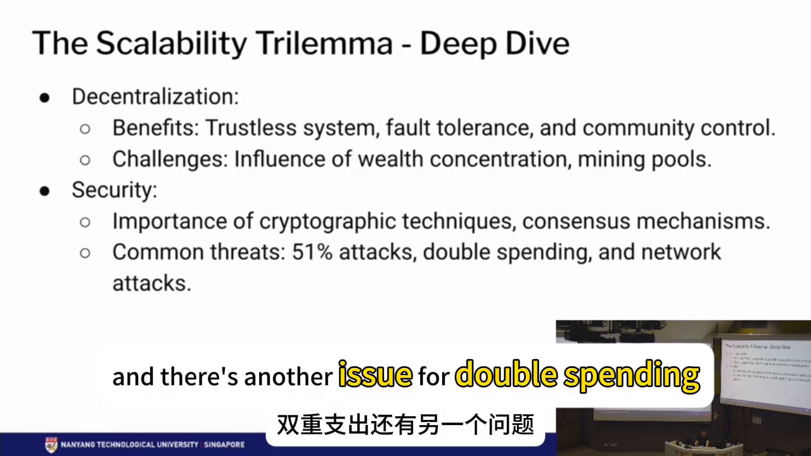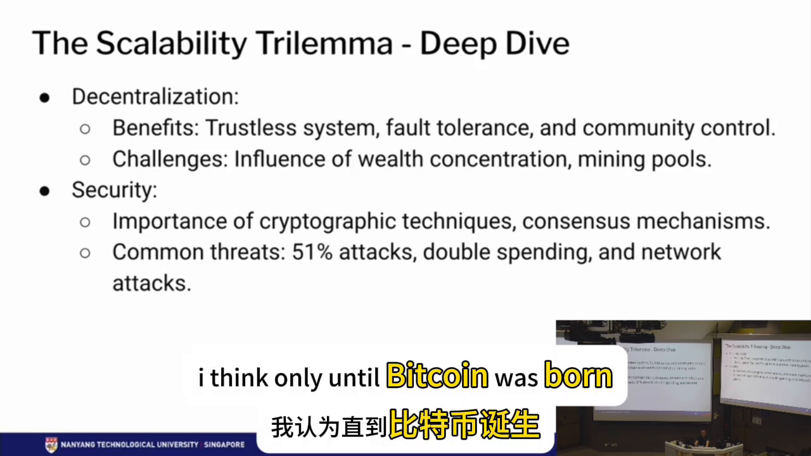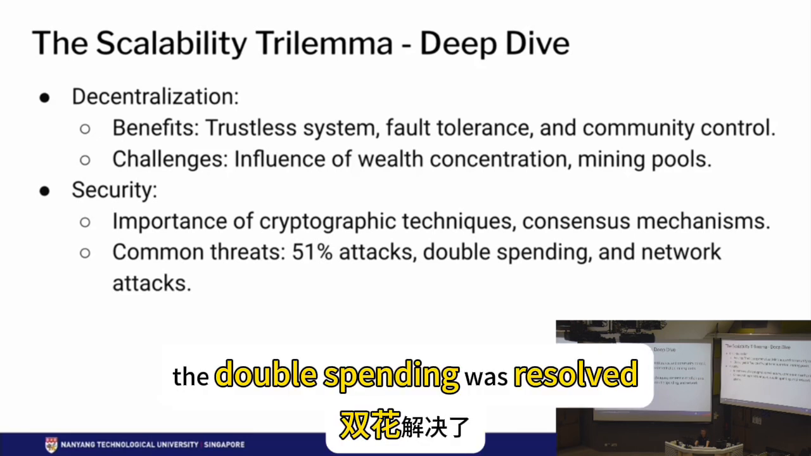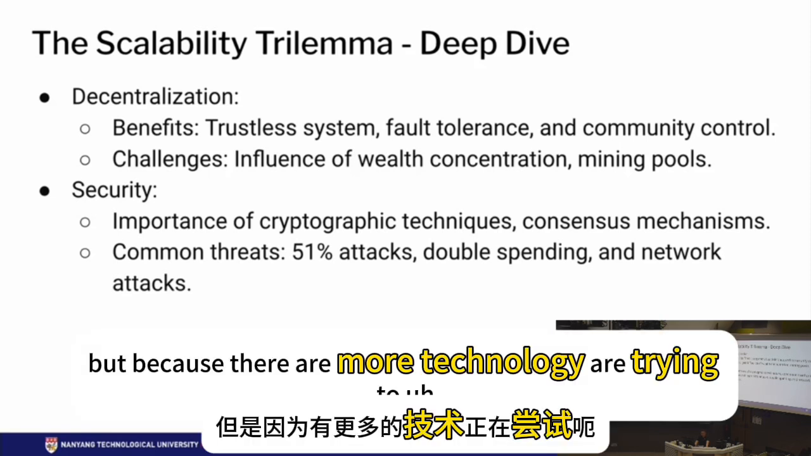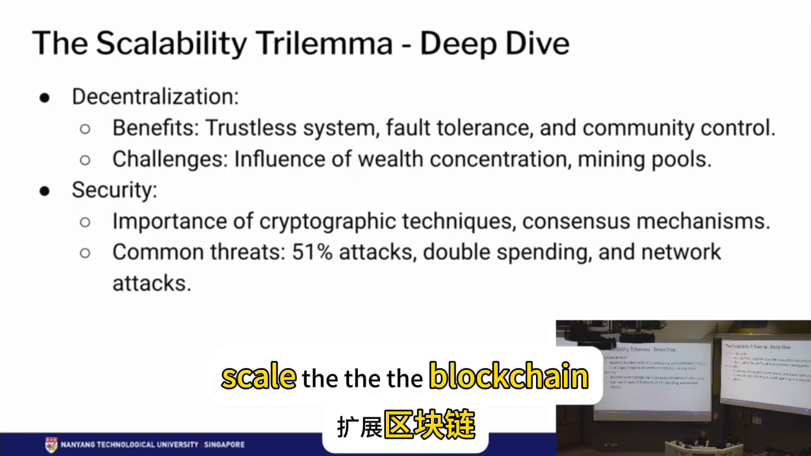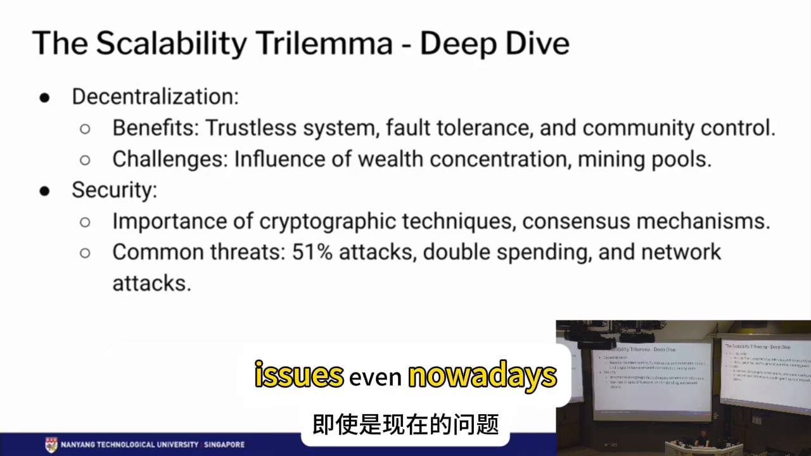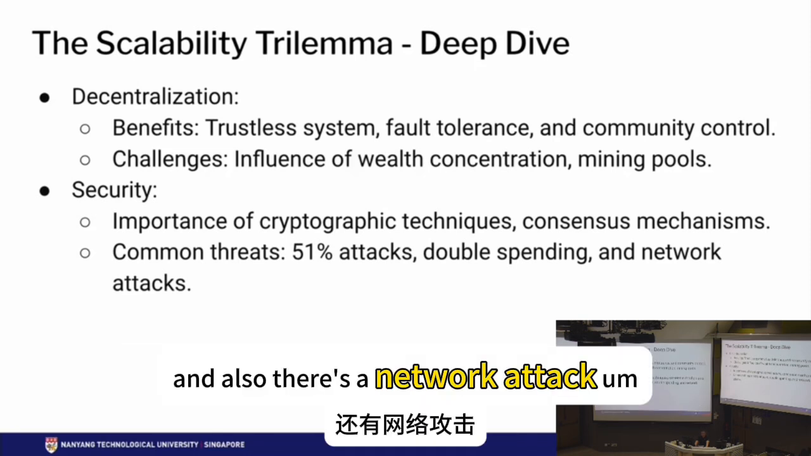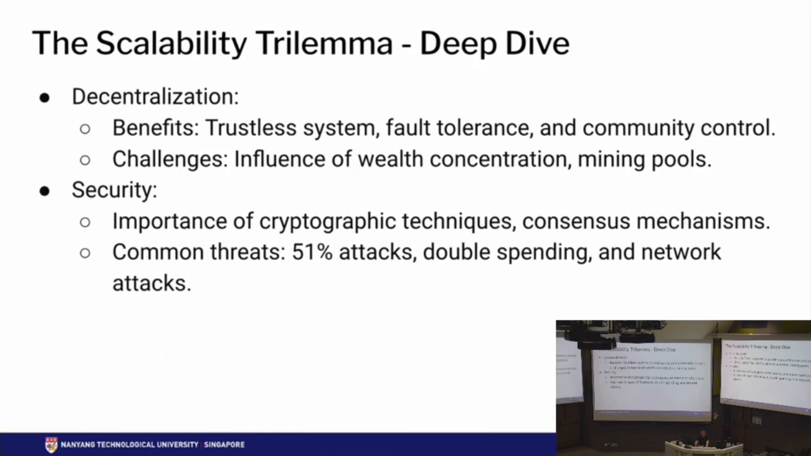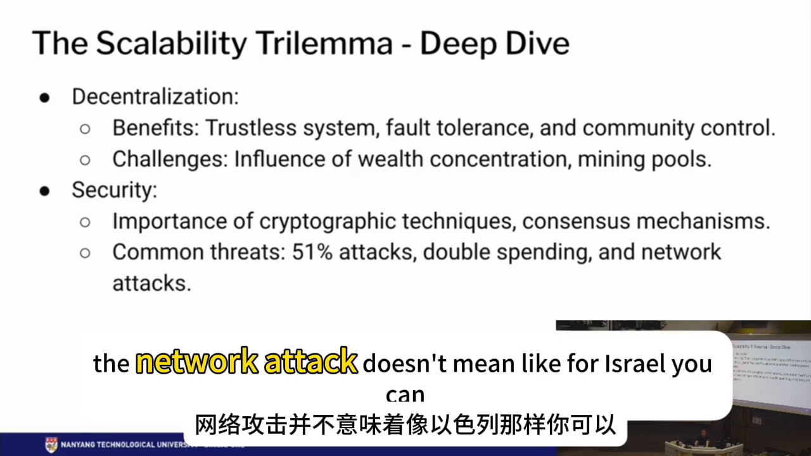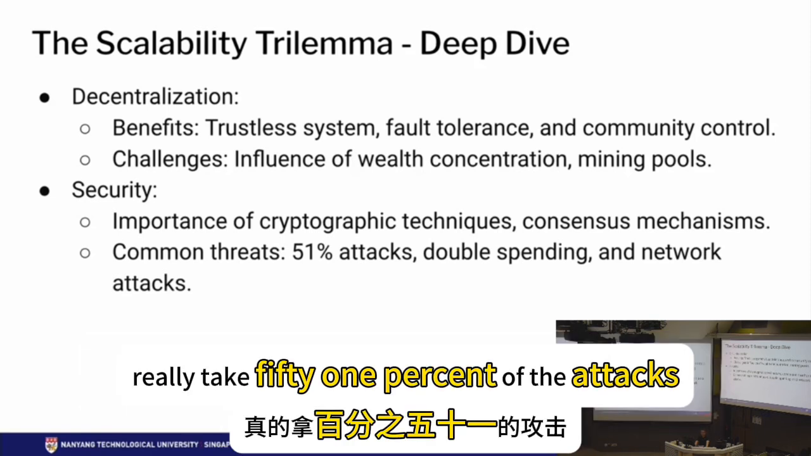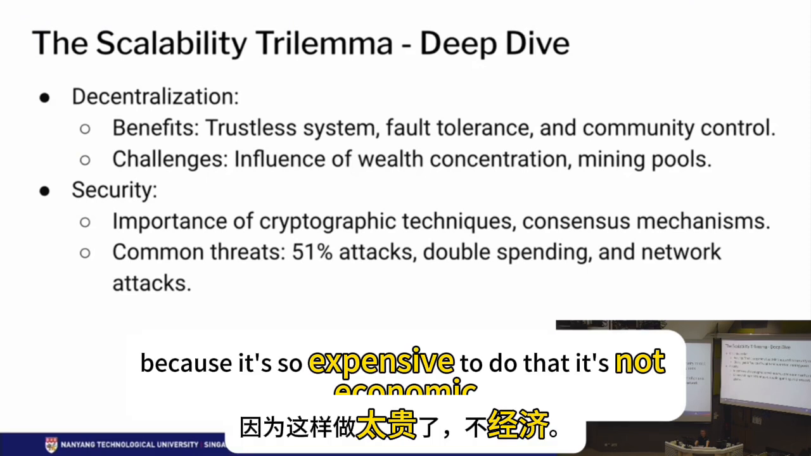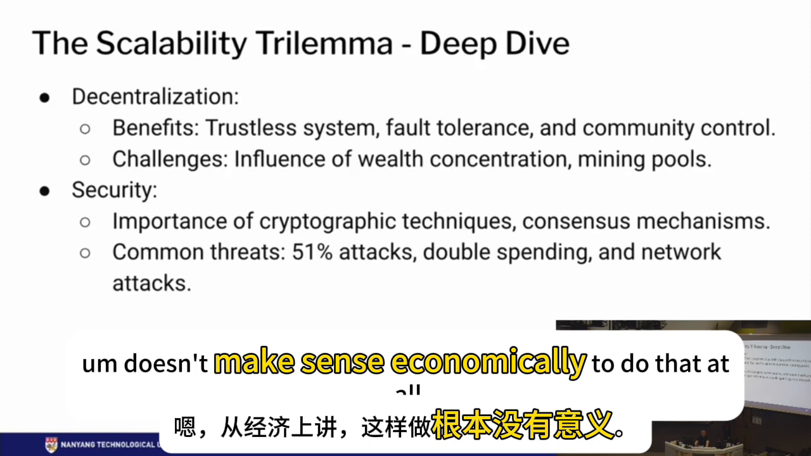And there's another issue, double spending, for this kind of network. I think only when Bitcoin was born was double spending resolved. But because more technologies are trying to scale the blockchain, there are still networks with double spending issues even nowadays. And also there's network attack. The network attack doesn't mean that for Ethereum you can really take 51% of the attacks, because it's so expensive to do that. It doesn't make sense economically to do that at all.